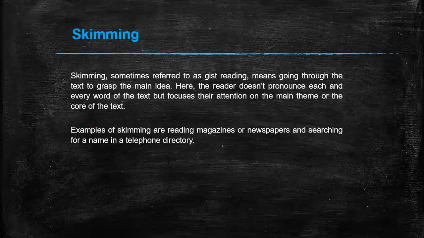For example, there could be multiple examples of skimming. They say examples of skimming are reading magazines or newspapers and searching for a name in a telephone directory. So it could be different. Sometimes you read a magazine, other times you might be going through a newspaper, or you might be searching for a name in the telephone directory. So these are the examples of skimming.